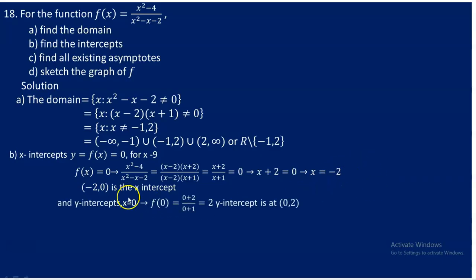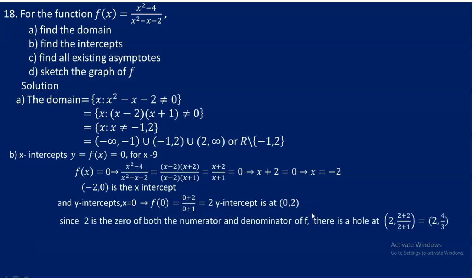And when you come to the y-intercept, we need to substitute x to be 0, directly put 0 there. So (0 minus 4) over (0 minus 2) is going to come, which actually is what? 2, right? So the y-intercept is at x 0, y 2.